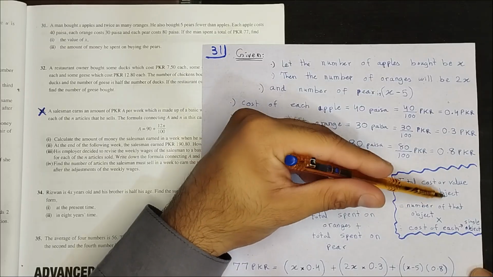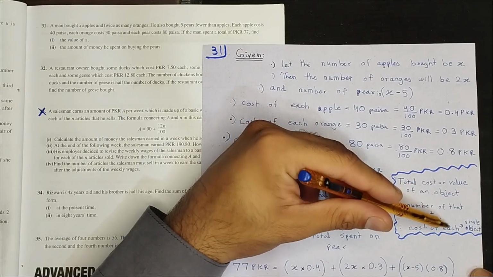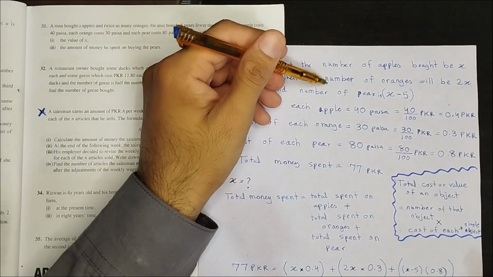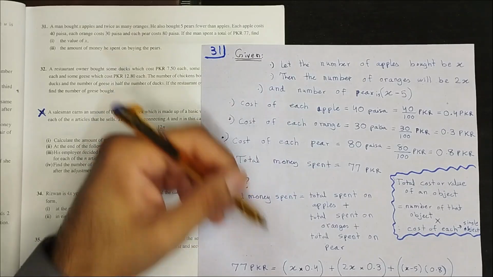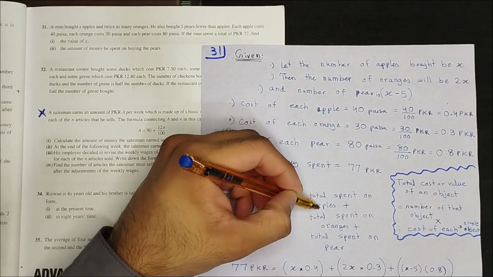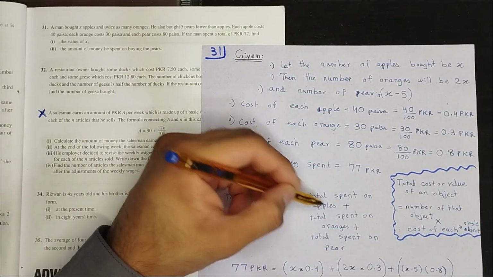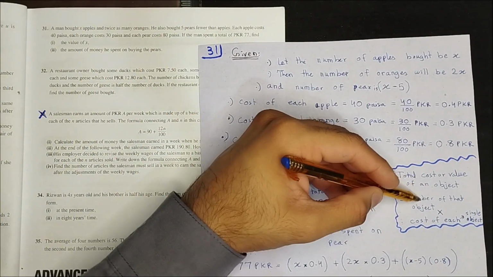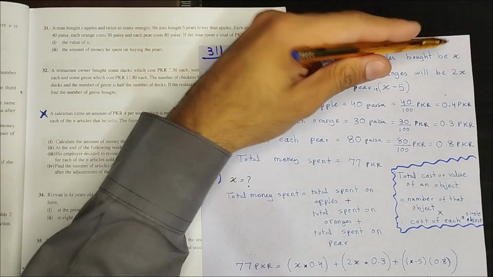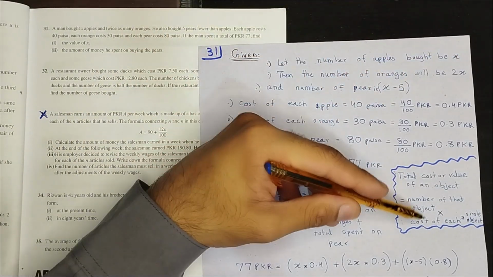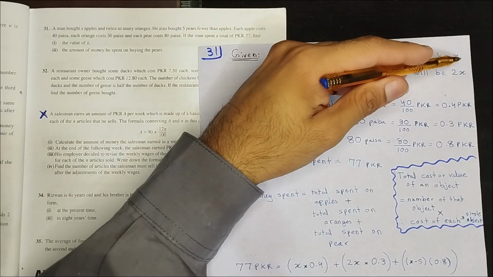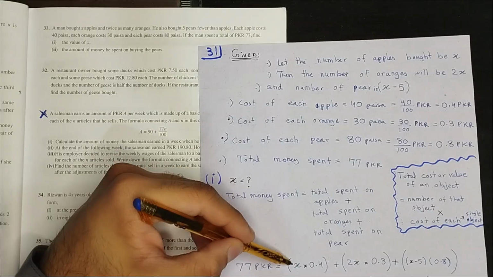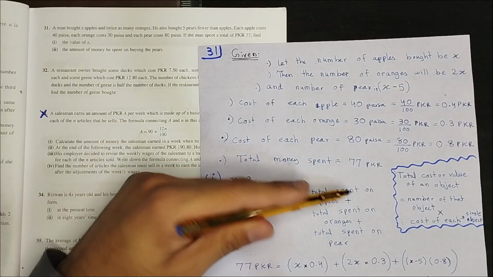We're going to take the number of that object and multiply it with the price of that single piece of that object. For example, I'm talking about the total value of apples, the total cost of all the apples. What's it gonna be? It's gonna be the number of apples, x, multiplied with the cost of each apple, 0.4. That's the total spent on apples.